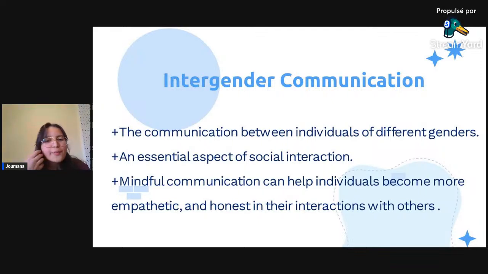In order to become more mindful in your communication, start by being more aware of your thoughts and feelings when communicating with others. Practice active listening by paying attention to what the other person is saying without interrupting or judging them. And try to be more empathetic by putting yourself in the other person's shoes and understanding their perspective.